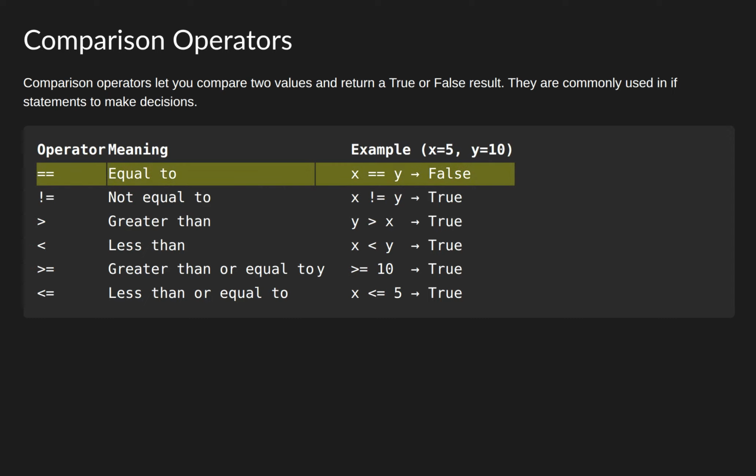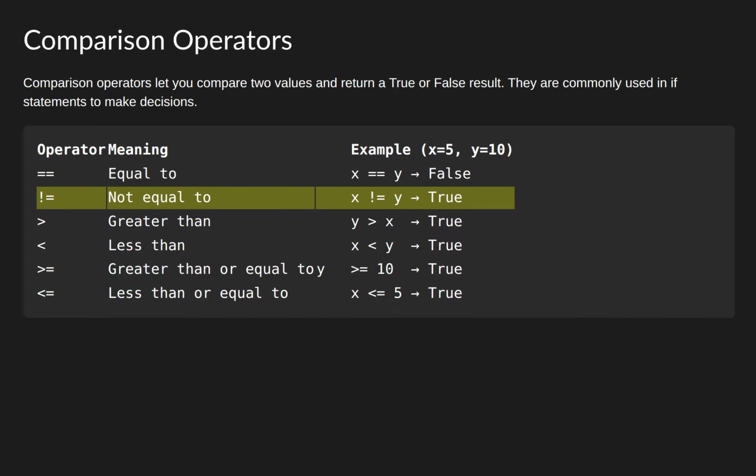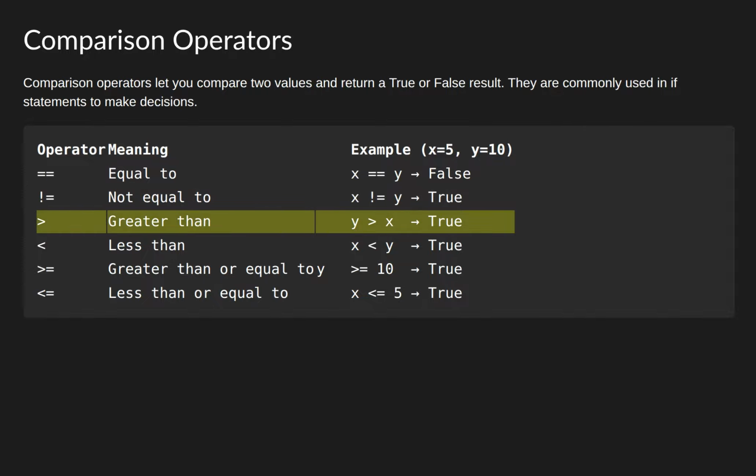For example, if x is 5 and y is 10, x double equals y returns false, as they are not the same. The exclamation mark and equal sign together check if two values are not equal. In this case, x not equals y gives true, because 5 is not the same as 10. The greater than symbol tests whether one value is larger than another. Here, y greater than x returns true, since 10 is greater than 5.